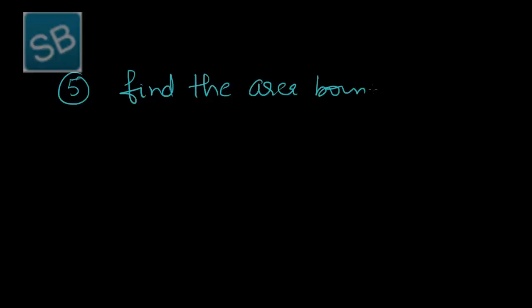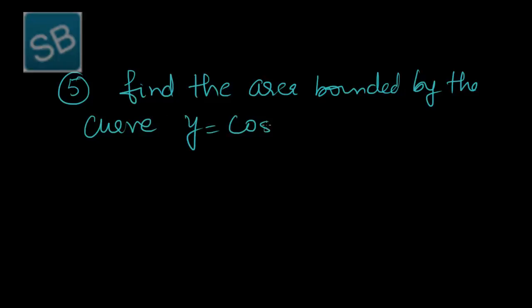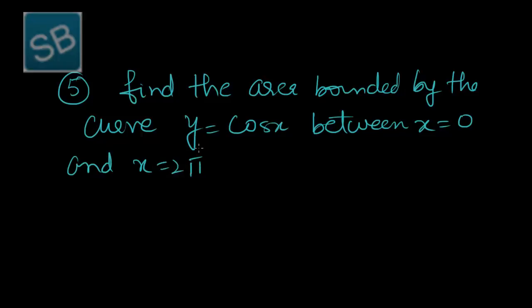Now the next problem is: find the area bounded by the curve y is equal to cos x between x is equal to 0 and x is equal to 2 pi.